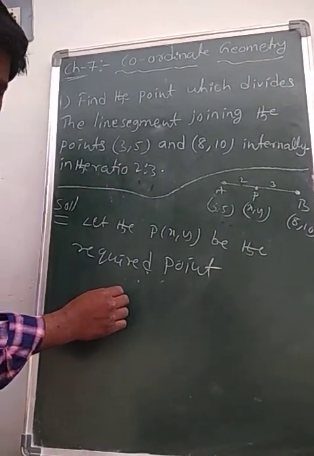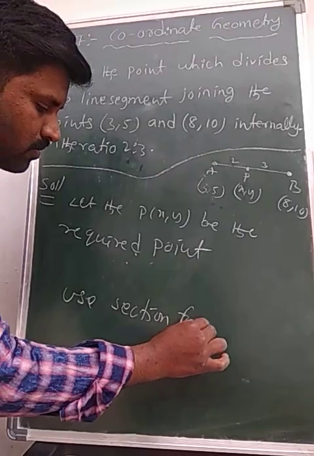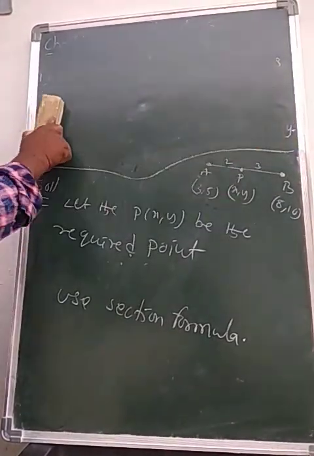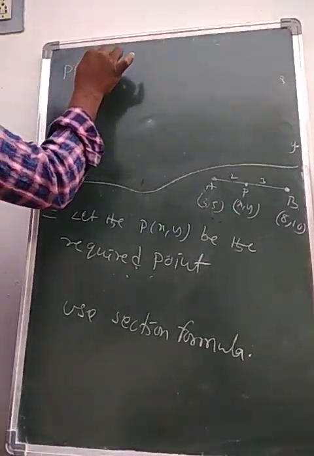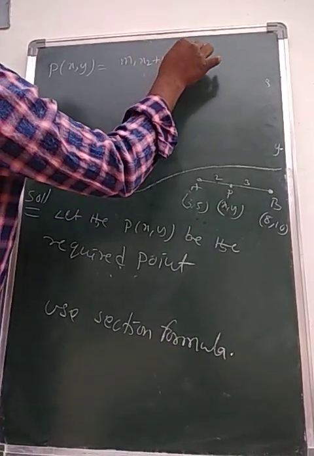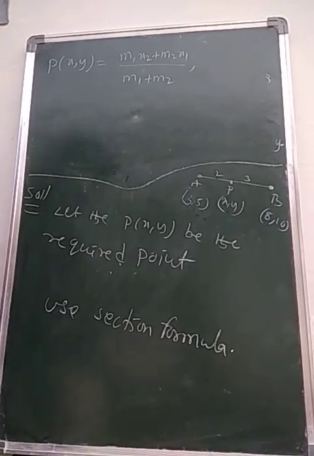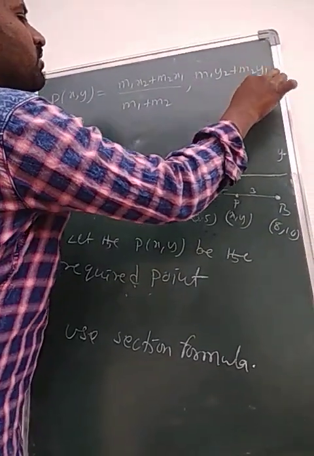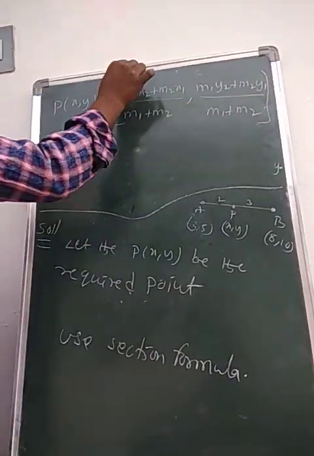Here, the required formula is the section formula. P(x, y) is equal to (m1 x2 plus m2 x1) by (m1 plus m2), comma, (m1 y2 plus m2 y1) by (m1 plus m2). So this is the required section formula.